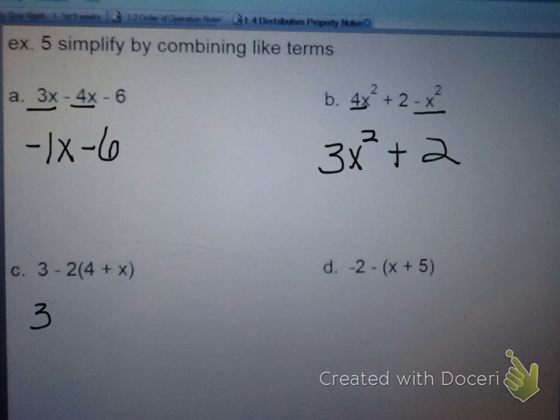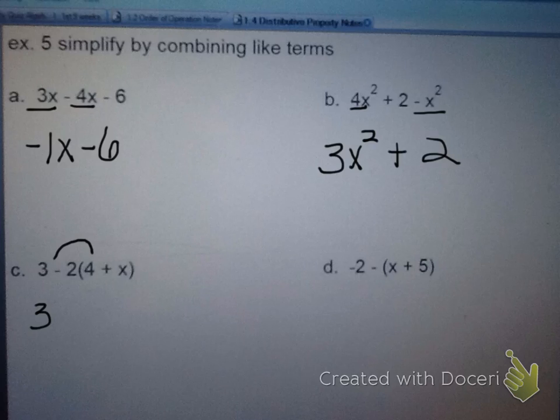Example C, I'm distributing the negative 2 in front of that parentheses. That 3 does not have anything to do with the parentheses. I'm just going to bring the 3 down, and then I'm going to distribute the negative 2. It says on there minus 2, but remember, minus 2 is the same thing as negative 2. So we distribute the negative 2.